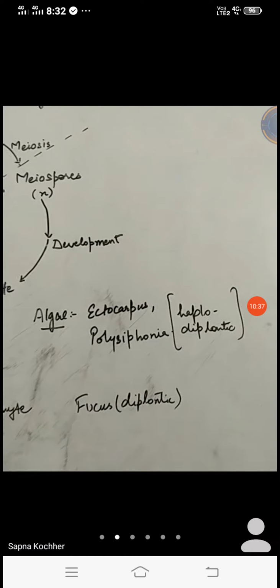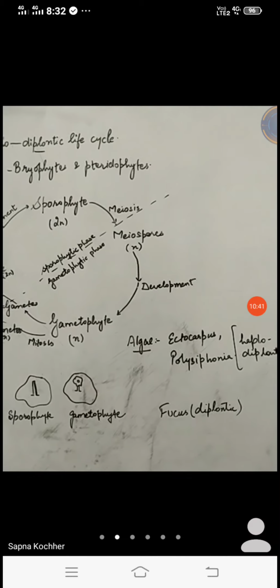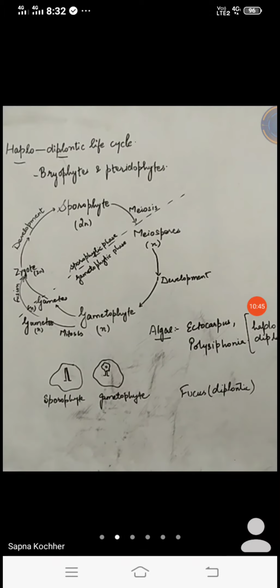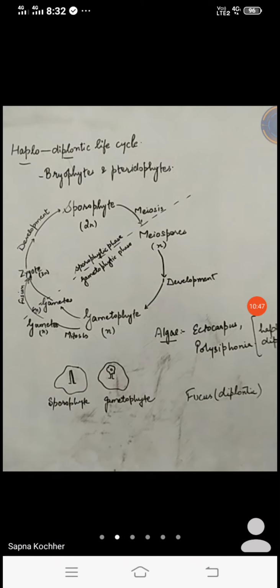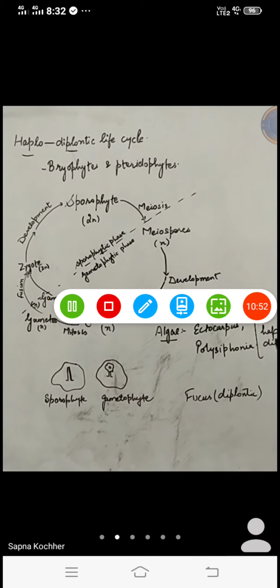Clear? So this is about the chapter, the kingdom Plantae chapter. So it is all done. It is all finished. Now we'll be proceeding with the next chapter. But if anyone has any doubts or questions from this particular chapter, you can ask me, please.